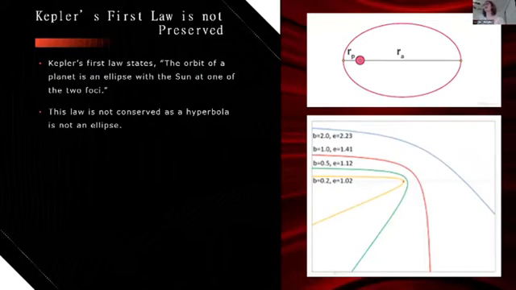Okay, so moving on. Kepler's first law is not preserved. Kepler's first law states the orbit of a planet is an ellipse with the sun at one of the two foci. This law is not conserved as a hyperbola is not an ellipse. That's not very interesting, but it just happens to be a fact. And also, a planet following a hyperbolic curve is not in orbit. It's following a trajectory. There's no phase.